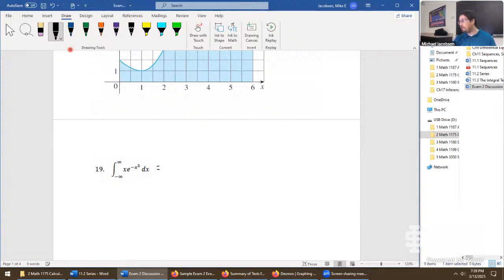We can say this is the limit as t goes to negative infinity, going from t to 0, x e to the negative x squared dx, plus the limit as t goes to positive infinity. Match up the value you picked here. Oftentimes we pick a 0. We need some better information to pick something else. Go up to t, x e to the negative x squared dx. So that would be my step 1 on this kind of problem.